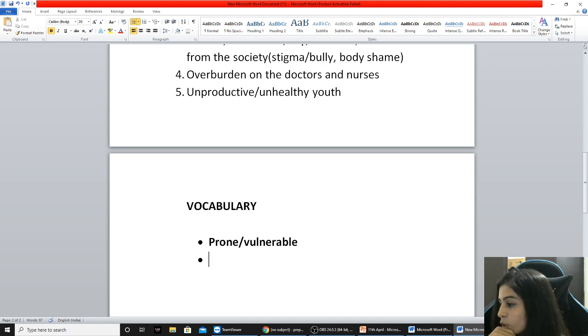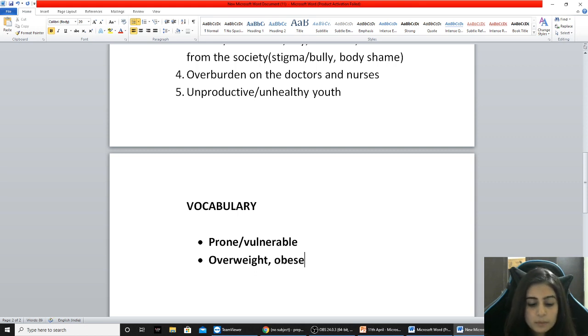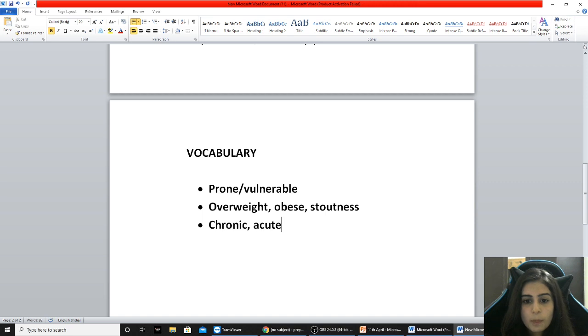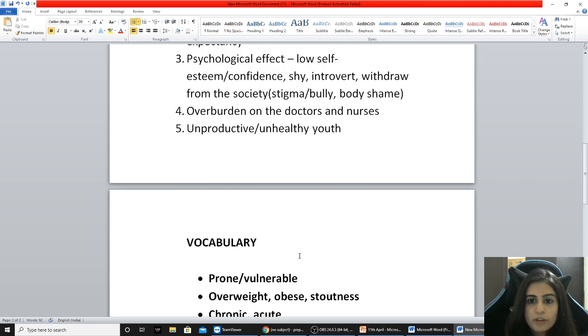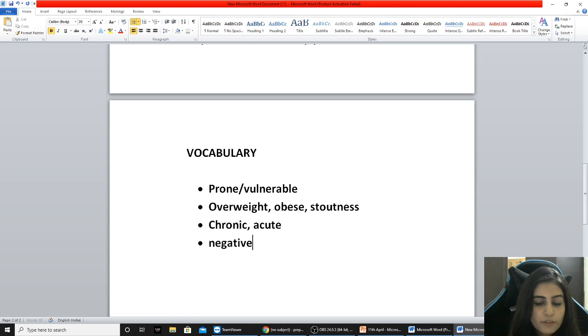Okay, sedentary lifestyle has already been covered. Overweight, okay. Overweight, that's one topic specific vocabulary. You can use the word obese. You can also use the word stoutness. Chronic, very good. Chronic, acute. These are the words you can use depending upon what you're trying to say. Anything else, guys? So you can write the word negative consequences for effects.